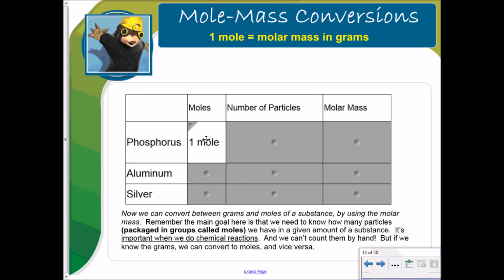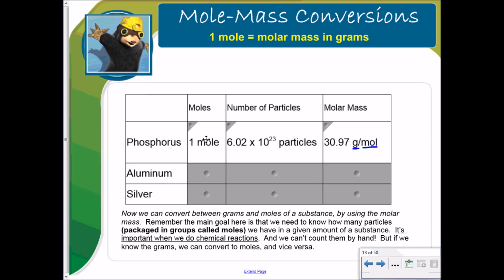We know that 1 mole of phosphorus is equal to 6.02 times 10 to the 23rd particles. But what is that molar mass? So you look on your periodic table, actually look at it right now, and when you look at it, you'll see it's 30.97 grams per mole, because it's 30.97 grams of phosphorus for 1 mole of phosphorus.